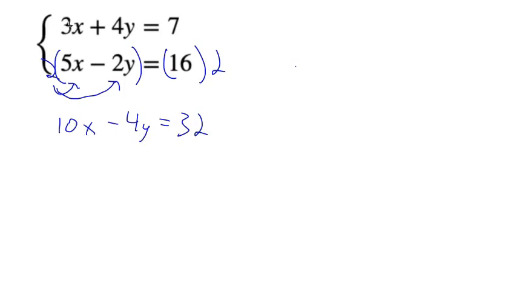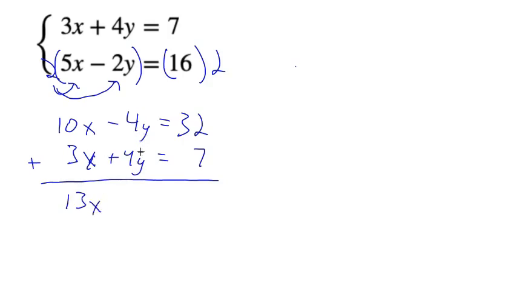Now, I'm going to take this first equation and write it underneath this second equation that I rewrote. So I'm just rewriting the first equation right now. And we notice when we do that the y's are exact opposites. And that's why we multiplied the second equation by 2, so that the y's would be exact opposites. Now that's going to help us because when we add these two equations together, we get 13x. The y's cancel, and that will equal 39.